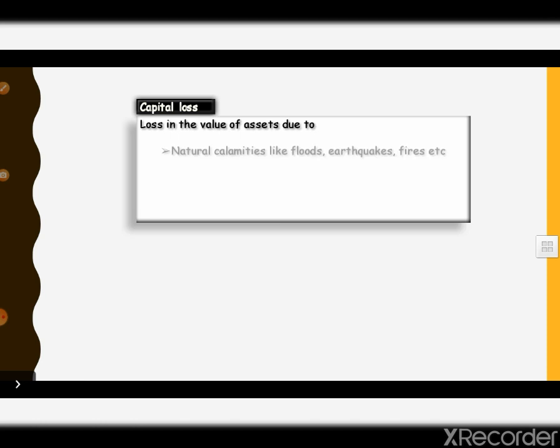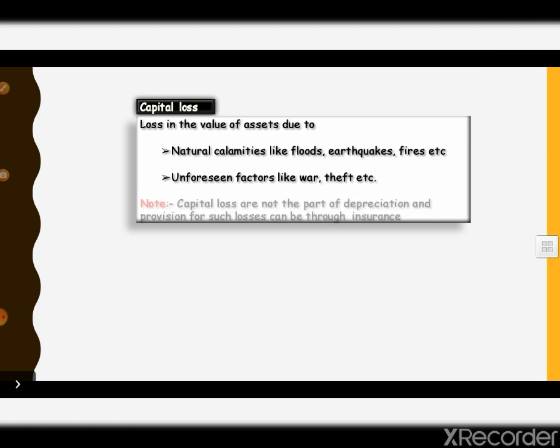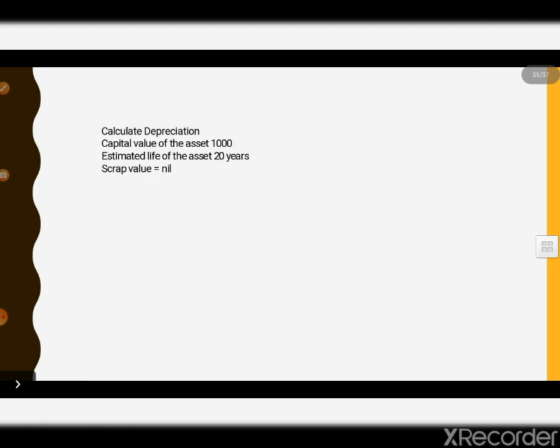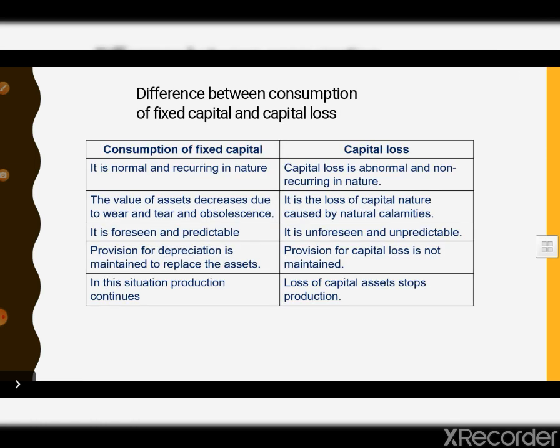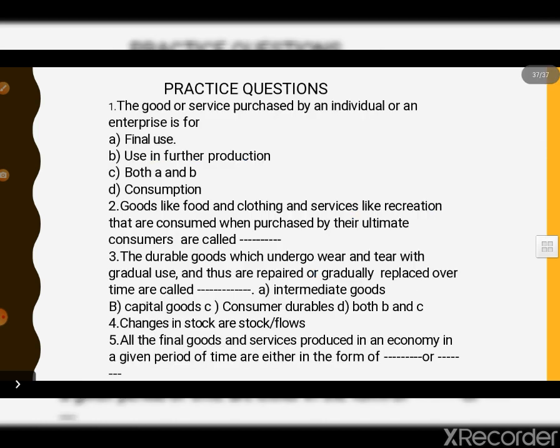Now, capital loss is not the same as depreciation. Loss in the value of assets due to calamities or unforeseen factors like war, theft, etc. is capital loss. Capital losses are met by insurance policies. Now, another sum. Now, difference between capital loss and consumer depreciation, not that important. You guys can go through it.